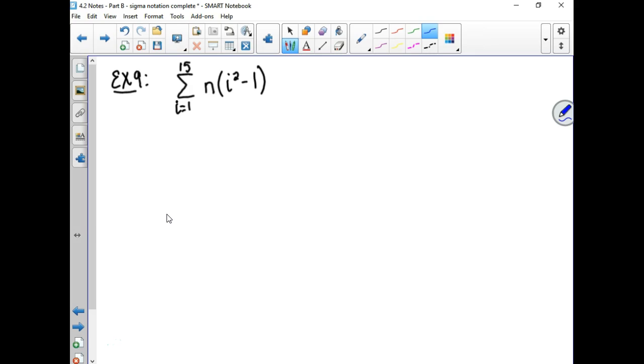If you don't have a calculator, that's really going to get into some large numbers that you don't want to have to try to add all together. So we're going to use our shortcut rules on this as well. So if I sort of break this up, that n I can take on the outside, right? And what is my n for this one? 15. So I'll have 15, and then I will have the sum from 1 to 15 of I squared minus the sum from 1 to 15 of 1.